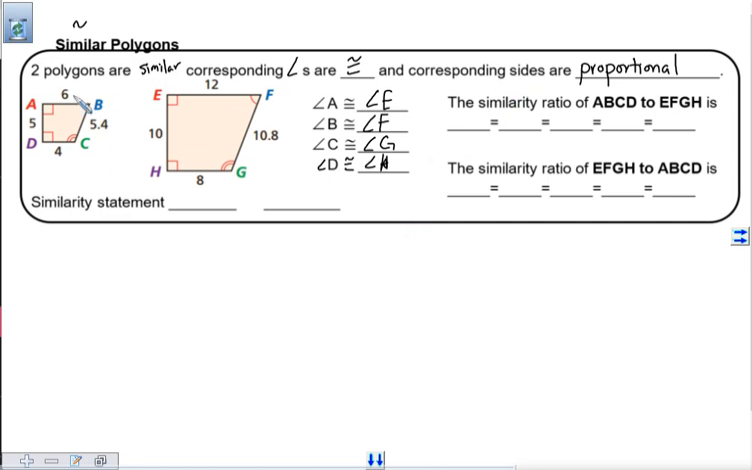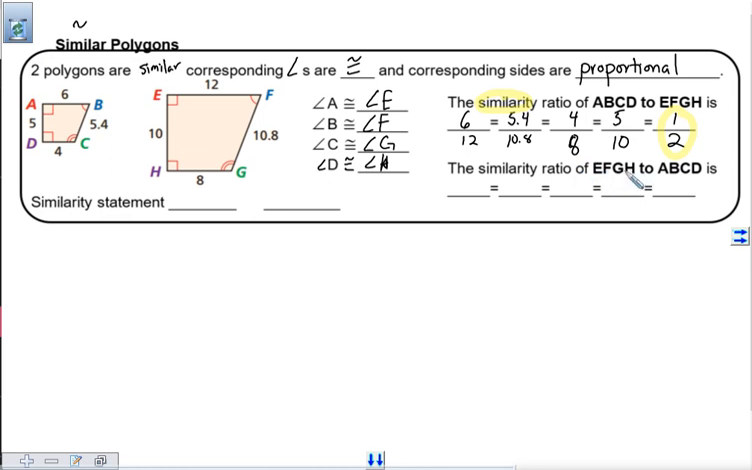So if you take 6 over 12, 5.4 over 10.8, 4 over 8, sorry, and 5 over 10. What do all of those reduce down to? They all reduce to 1/2. So our similarity ratio for polygon ABCD to polygon EFGH is 1/2.